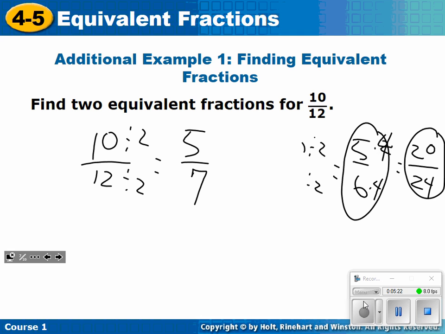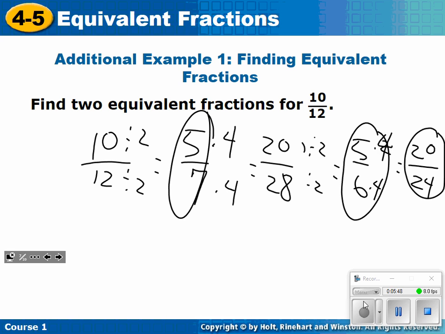What happens when you make a mistake? And then you decide to do this by 4. And then you end up with 20 over 28, sorry. What happens when you do that? Not only is this one wrong, but because the first one you did was wrong, the second one's wrong too.